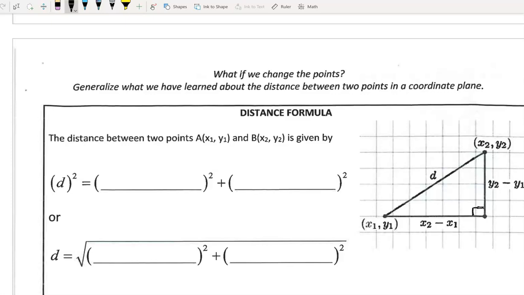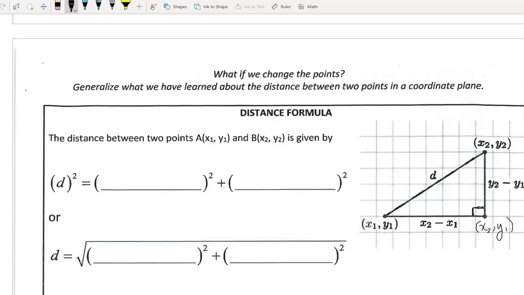Since it doesn't have coordinates, it's over the same amount as this point at the top. So the coordinates of this point are x2, comma, and it's up the same amount as this point to the left, so that's x2, comma, y1.